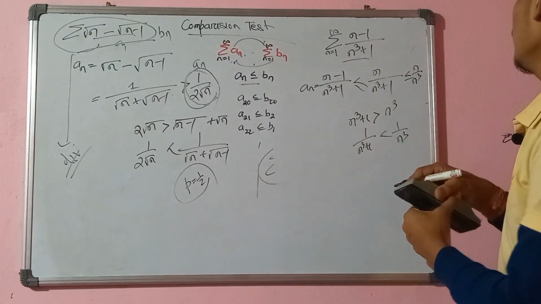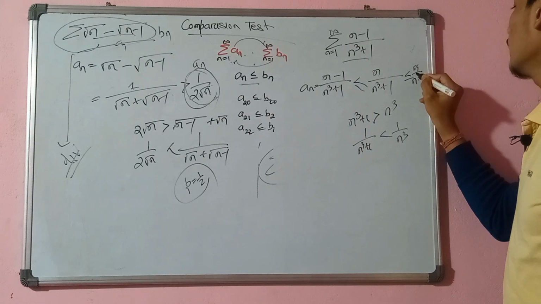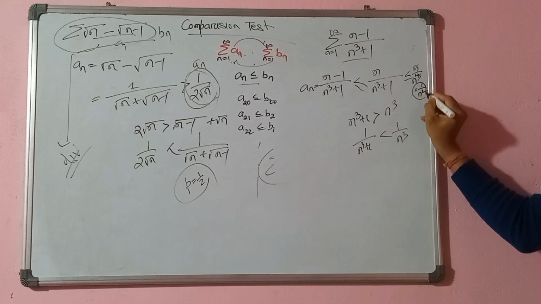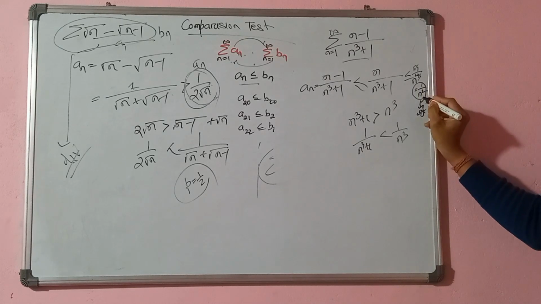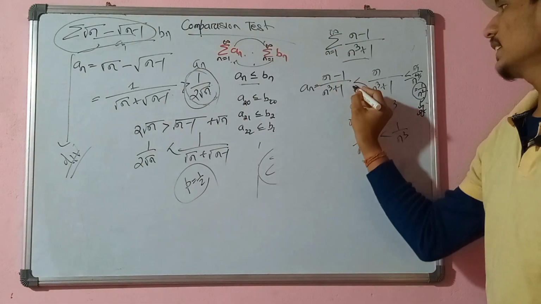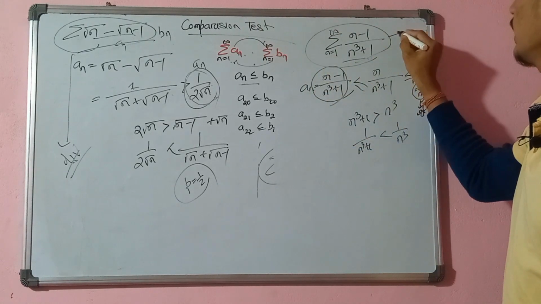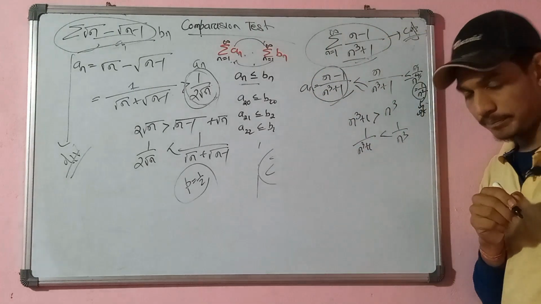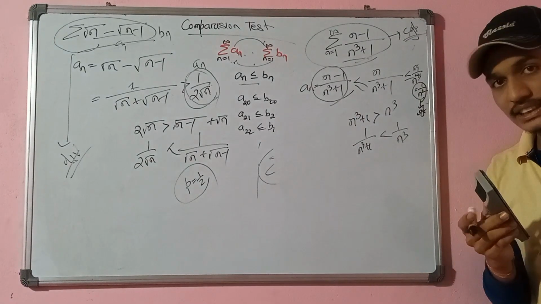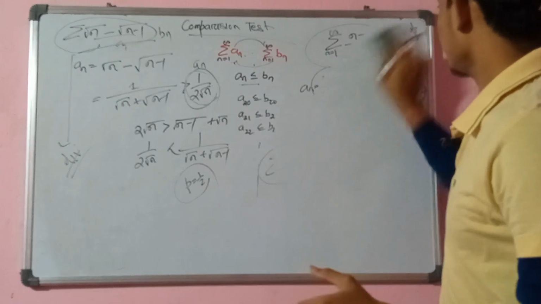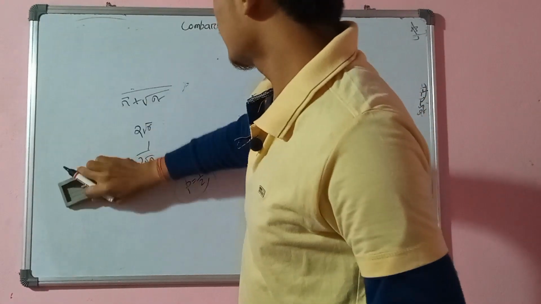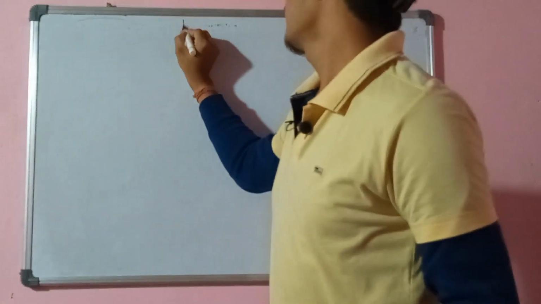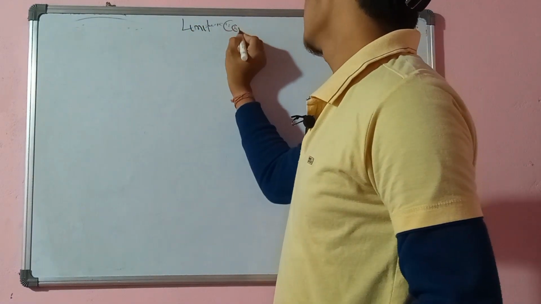See here, in this n by n cube, if I cancel one n, it will remain 1 by n square. By the P series test, this series is convergent. So my bn is convergent. By the comparison test, my an, meaning this series, will converge. That means this series is convergent. Hopefully it is clear. Can I go to the next test? My next test is the limit comparison test.